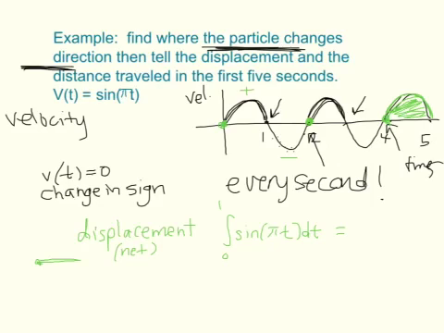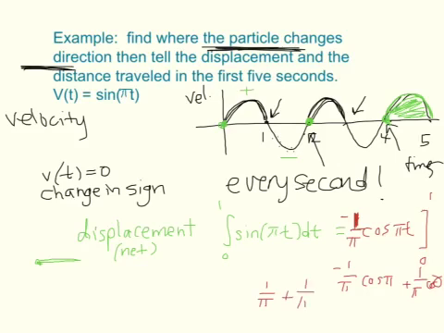Pause the video if you'd like to find the antiderivative. That's what I'm going to do and evaluate it quickly. So here's my work. That's a negative 1 over pi times the cosine of pi t. If I evaluate, the cosine of pi is negative 1. So that would give me positive 1 over pi, and the cosine of 0 is positive 1. So these have a common denominator. Our displacement is 2 over pi units, whatever those are. We don't know if they're feet or meters or what. This is not the same as the distance.